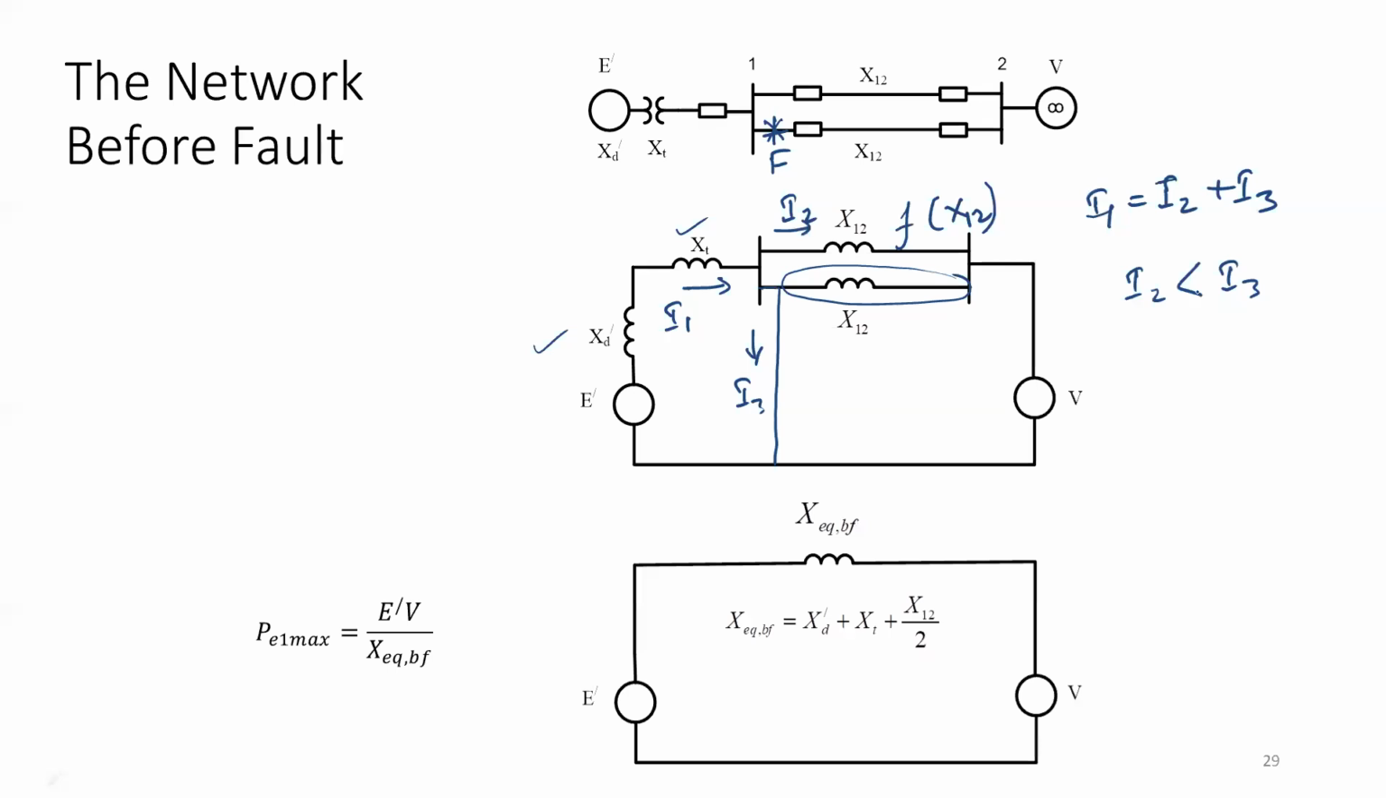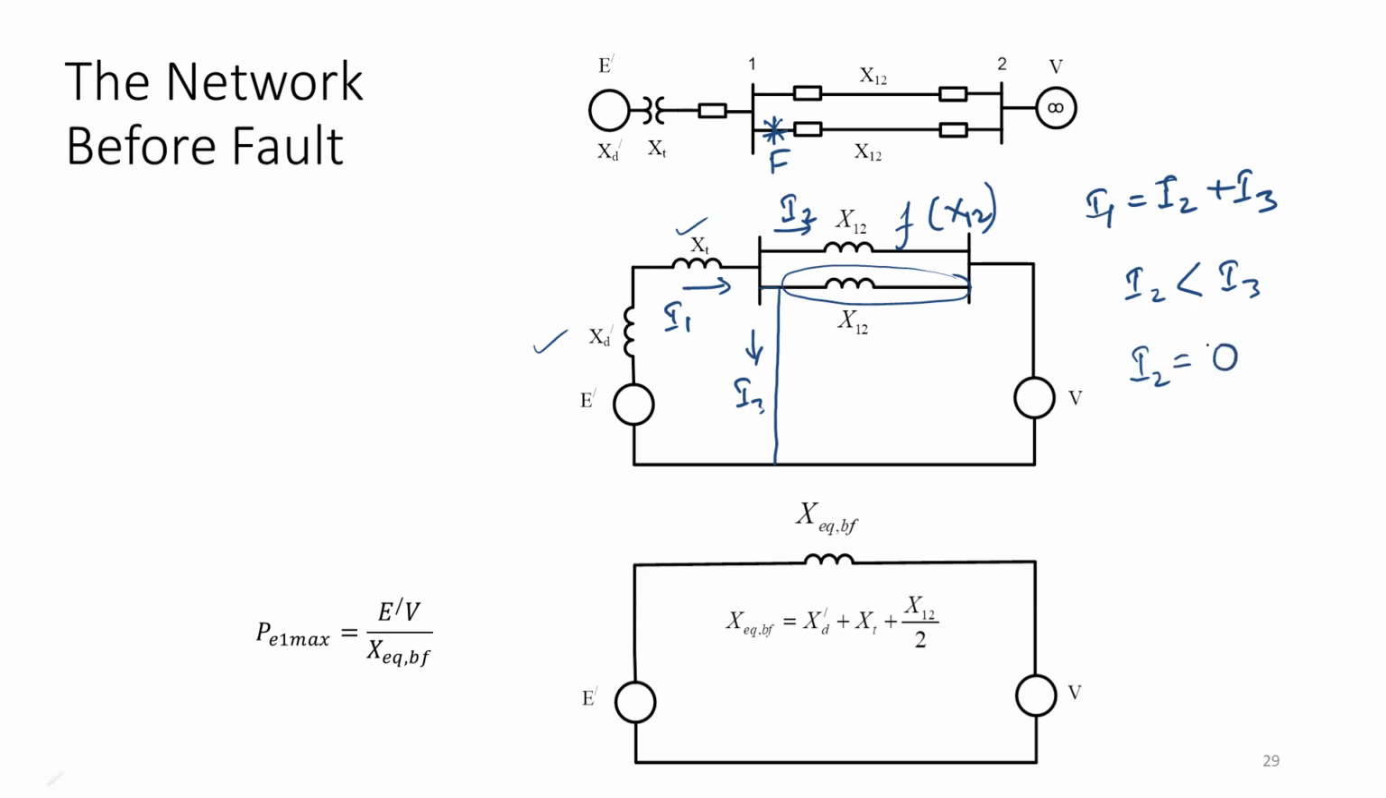Say almost again. Almost all the current will go through that shorted line. So I2 will be much smaller, since almost all the current will go through the shorted line. So what will be the value of I2? Definitely it will be 0.